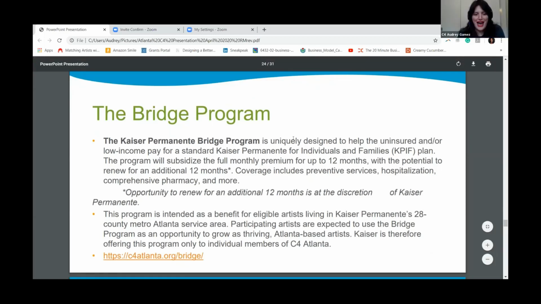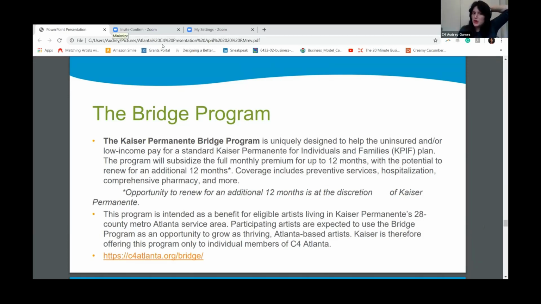So I am going to talk just briefly about the Kaiser Permanente Bridge program. And this program is uniquely available to people who do fall within that Medicaid gap. This is a program that C4 Atlanta is able to offer as a community partner with Kaiser Permanente. Now, just to be clear, we are not offering insurance. Kaiser is the one offering insurance. It is their program. But because of our relationship as a community partner, we are able to extend this program to folks who are members of C4 Atlanta. You do have to be a member of C4.